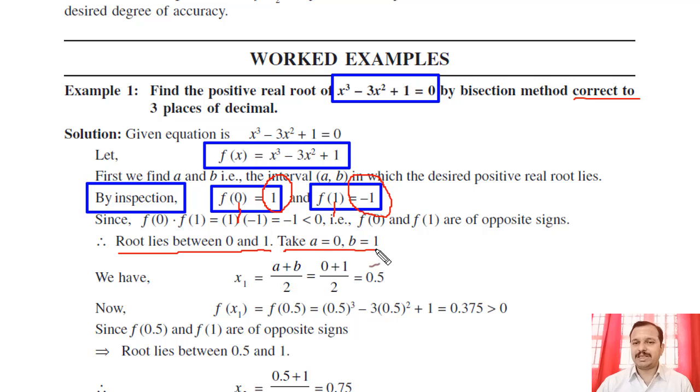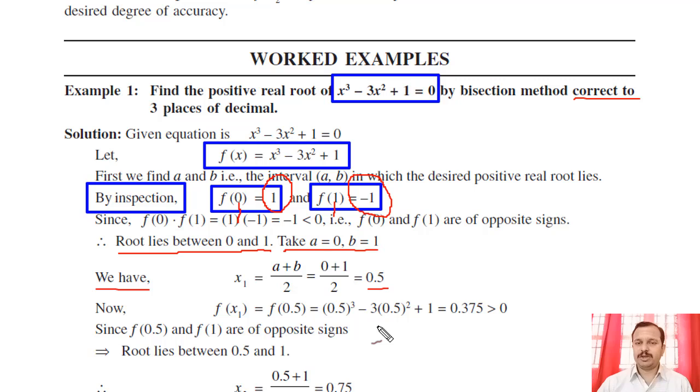Now go for the bisection formula. Here is the bisection formula, you can observe: a plus b divided by 2. By using this formula, you can get the first approximated value. You substitute the value of a, substitute the value of b, divided by 2. It is 1 by 2, that is nothing but half. So the first iterated value, that is x1, is 0.5.